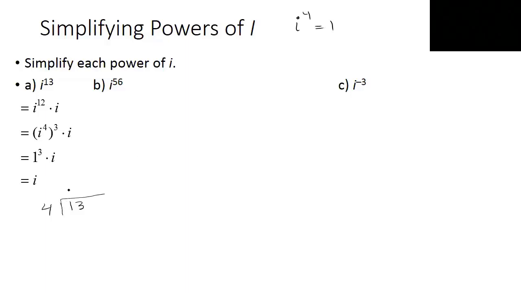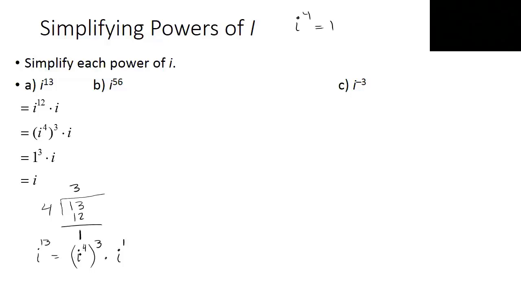So if you divide it by 4, what do we get here? 3. 3 times 4 is equal to 12. What's the remainder? 1. The remainder is 1. So when the remainder is 1, it means i to the power of 13 is the same as i to the power of 4, raised to the power of 3, times i to the power of the remainder 1. Remember, 3 times 4 plus 1 is 13.